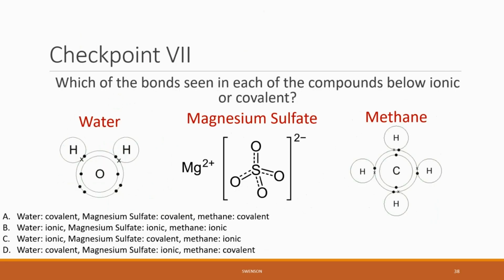Point 7. Which of the bonds seen in each of the compounds below are ionic or covalent? And here we have water, magnesium sulfate, and methane. And please feel free to refer back to the periodic table of elements to confirm your answers.